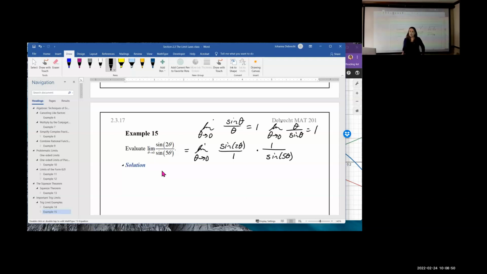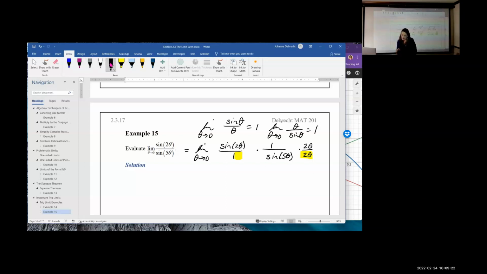Now, it sounds kind of crazy, but I need a 2 theta in the denominator for the first one to work. In order to get the 2 theta, I've got to multiply by 2 theta over 2 theta. I can only multiply by a form of 1. I can't change the problem, so it's got to be a form of 1. That will take the denominator 2 theta right here, and that will move it over here, right?